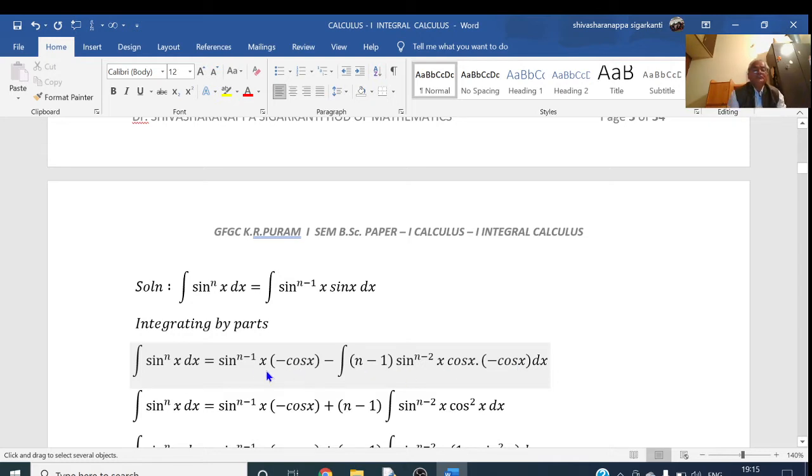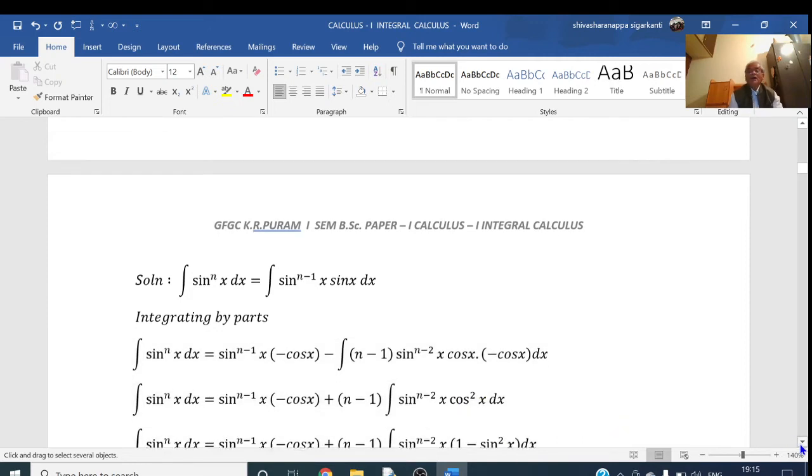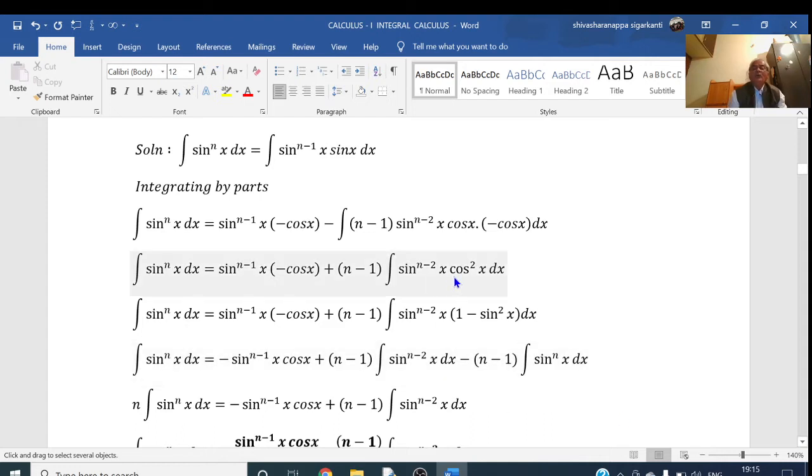Now we simplify this. I will keep this as it is: sin x to the power of n minus 1 into minus cos x. So here minus into minus becomes plus, and I will write this n minus 1 outside the integral sign. This becomes n minus 1 into sin x to the power of n minus 2 into cos square x. Again, I will write this cos square x as 1 minus sin square x, because sin square x plus cos square x is equal to 1. Therefore, cos square x can be written as 1 minus sin square x.